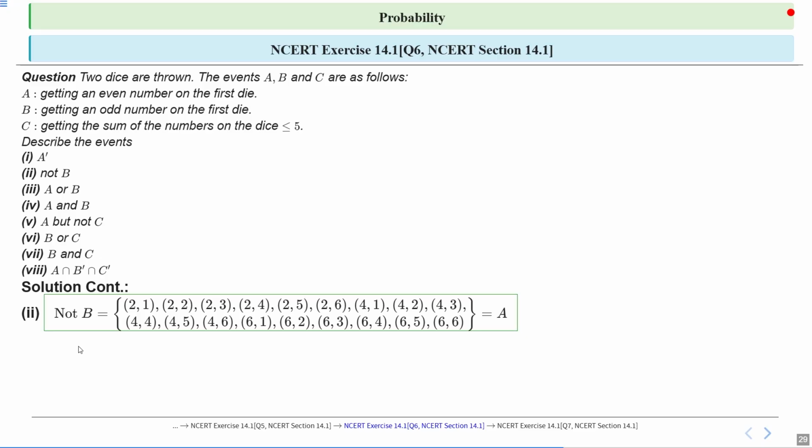And now not B. Not B means B complement. So not B is basically the set containing all those ordered pairs 2,1, 2,2, 2,3, 2,4, 2,5, 2,6, 4,1, 4,2, 4,3, up to 4,6, 6,1, 6,2, up to 6,6. And this is nothing but the event A. So the not B event is nothing but the event A.